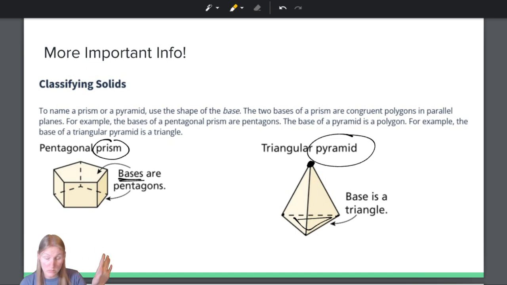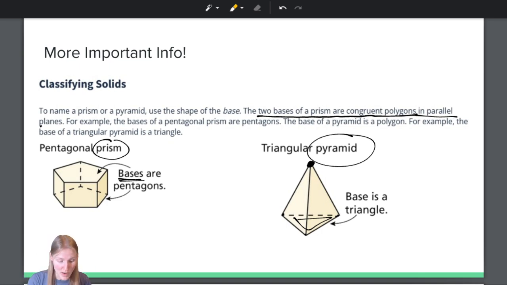One thing to note, kind of cool, important detail, you probably already figured: the 2 bases of a prism are congruent polygons, the same polygon, in parallel planes. What does in parallel planes mean? Well, if you remember from chapter 1, parallel planes do not intersect. These planes are not parallel because they would intersect.